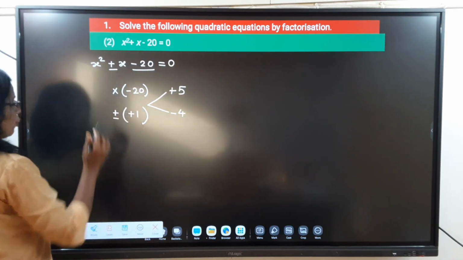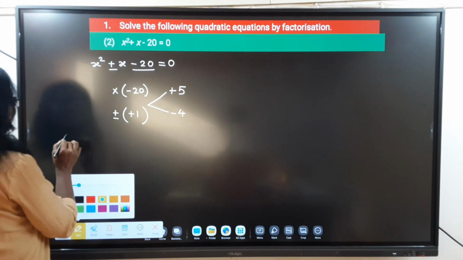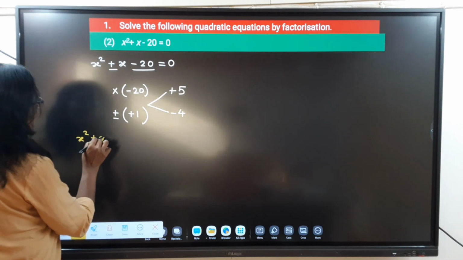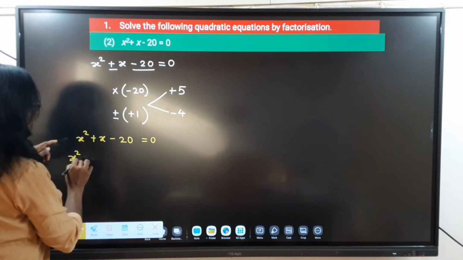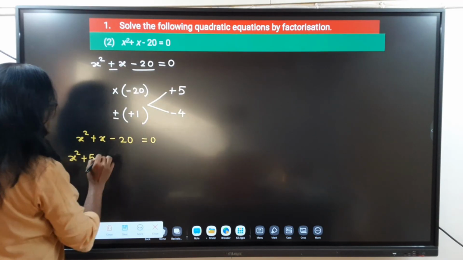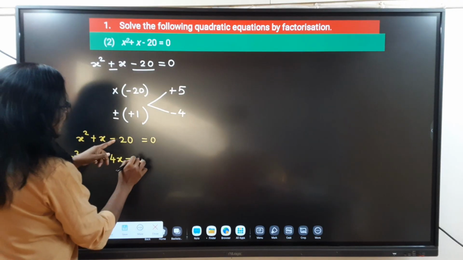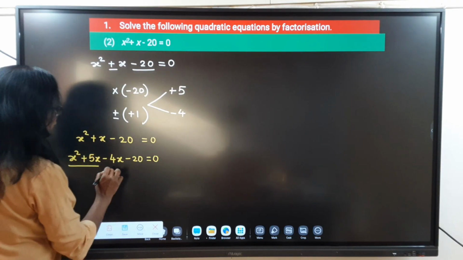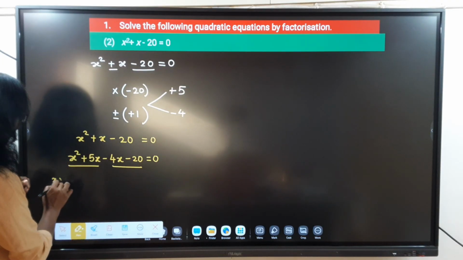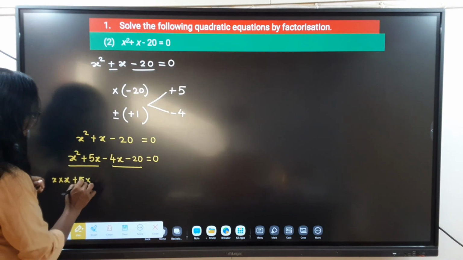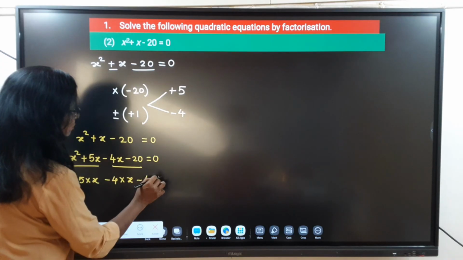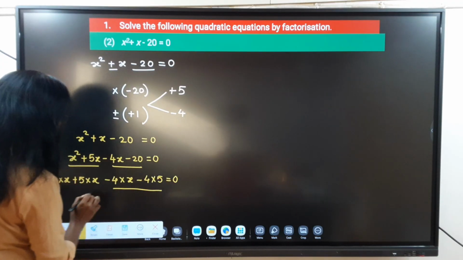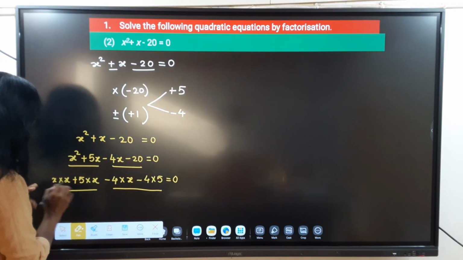Now first I write down the given equation as it is: x² + x − 20 = 0. Therefore x² + 5x − 4x − 20 = 0. Now make two groups of these terms: x × x + 5 × x − 4 × x − 4 × 5 = 0. Now the common factor in these two groups is x.